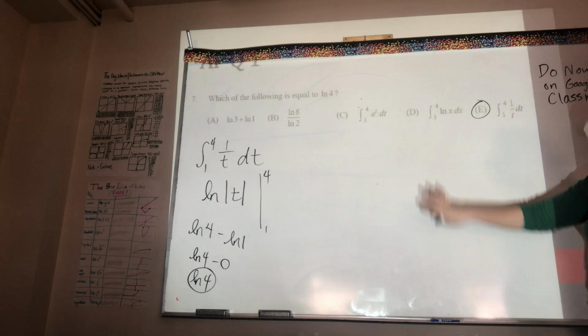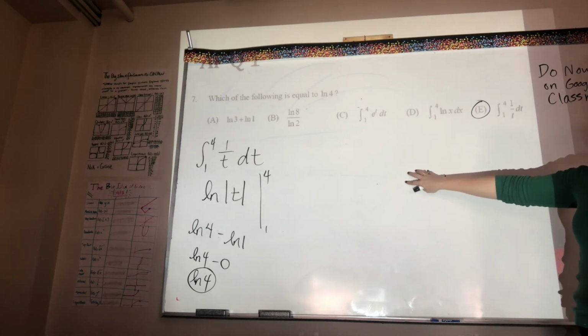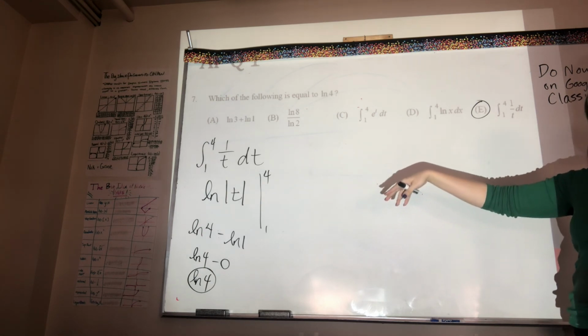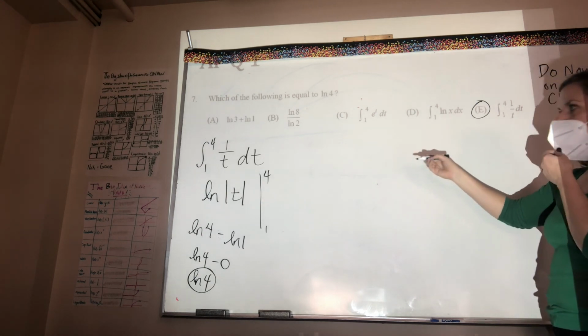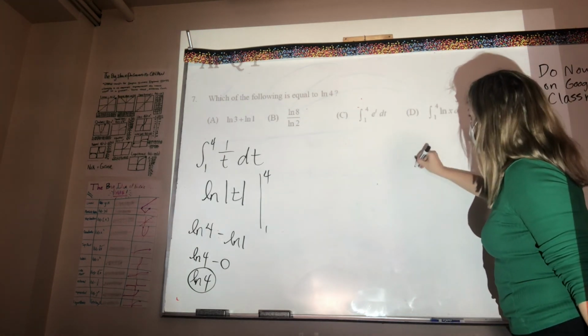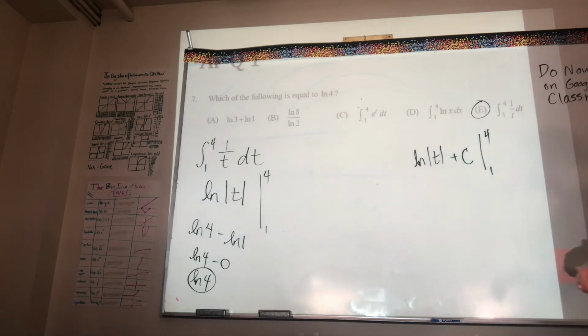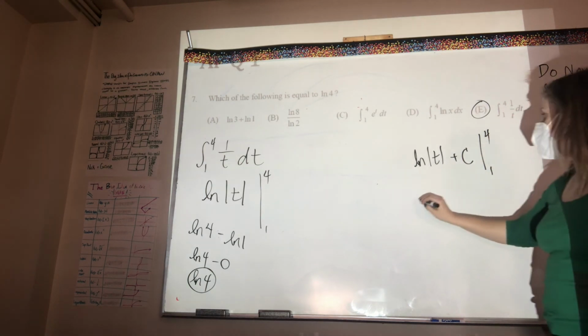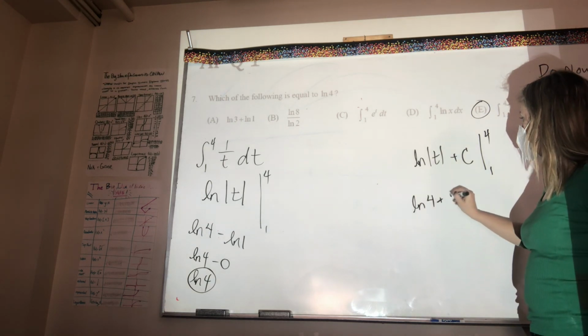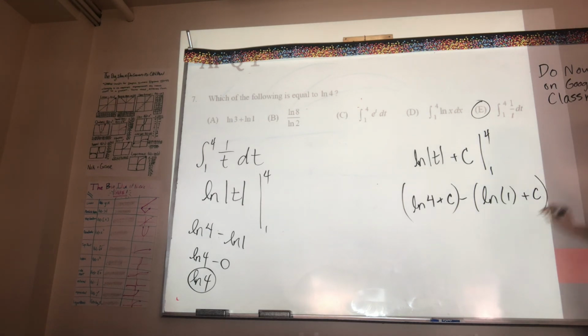I want to show you why we're not using the plus c's, because it's not like the plus c doesn't apply here, it does. So let's do it with the plus c as I should do. The integral is really ln of absolute value of t plus c, from 1 to 4. That's the real integral as we've been taught. Now I'm going to plug in 4. Ln of 4 plus c minus ln of 1 plus c. So then the c's cancel.